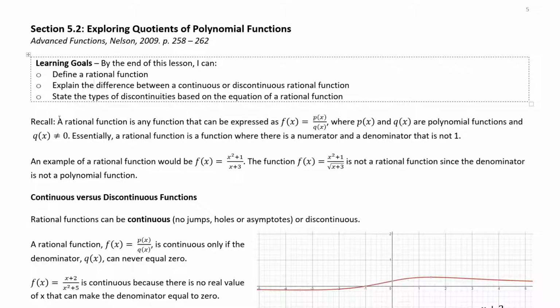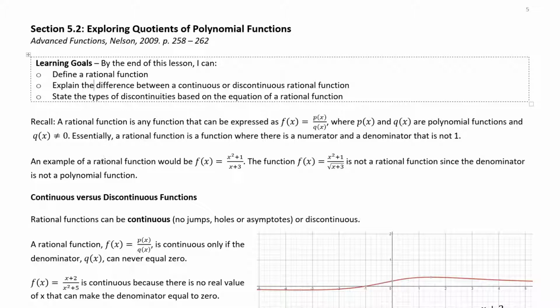So what I would like to stress is today is effectively just an introduction to rational functions and looking at the various properties of rational functions. So we're just going to take a look at some graphs and discuss their properties.